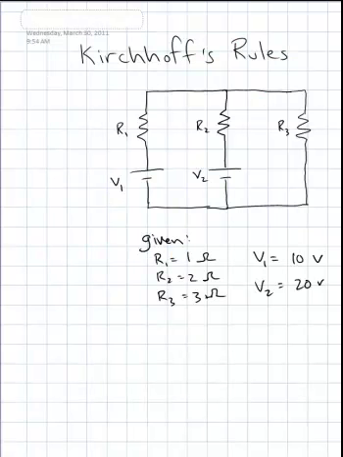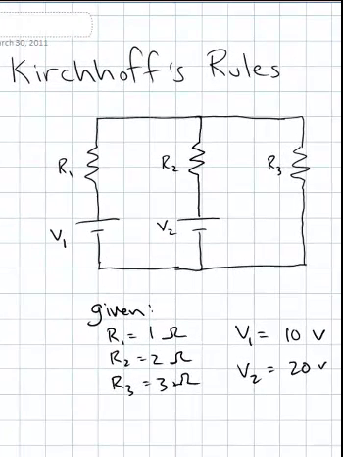DC circuits, Kirchhoff's rules. Up until this point, you've been taking circuits and applying your rules for series and parallel resistors and series and parallel capacitors, reducing the circuit down to something that you could deal with and solve for, and then expanding it back up, working backwards to find the currents and the voltages and the charges on the various devices. But try doing that with this circuit.